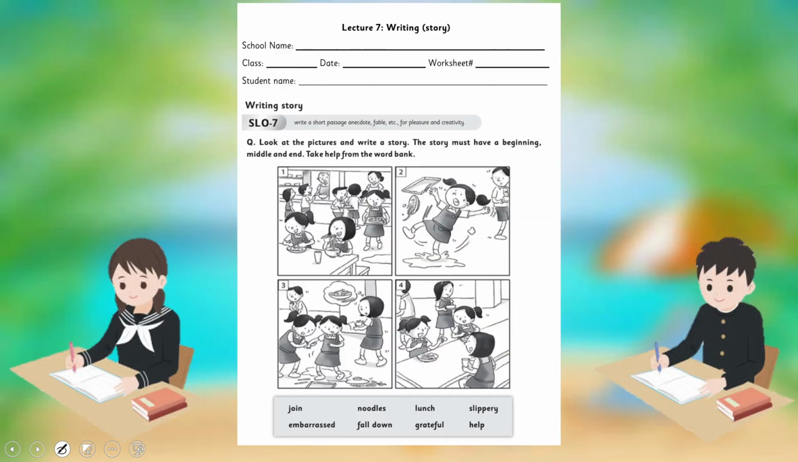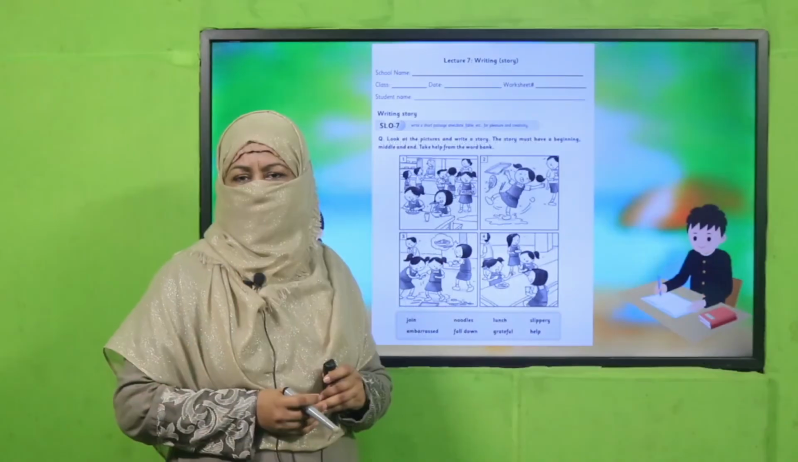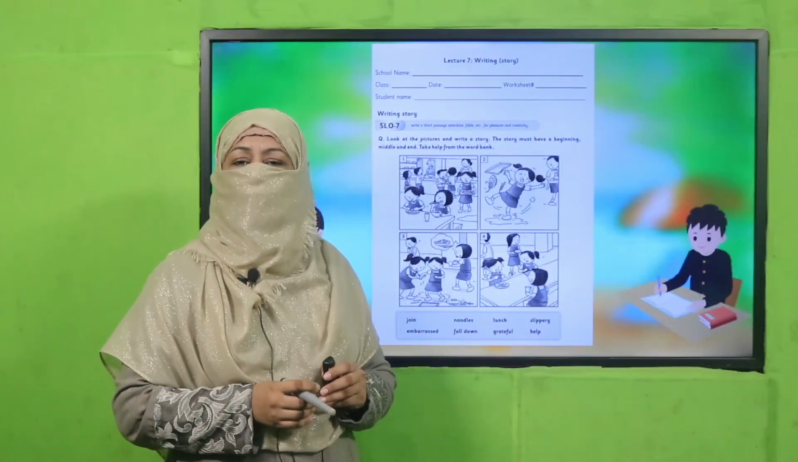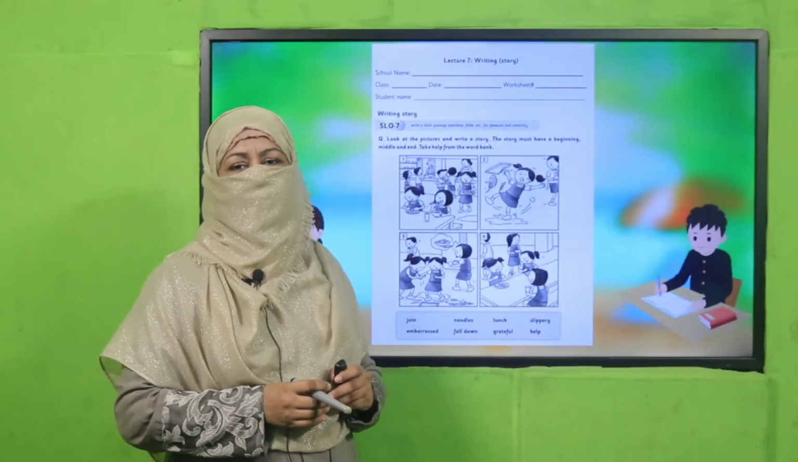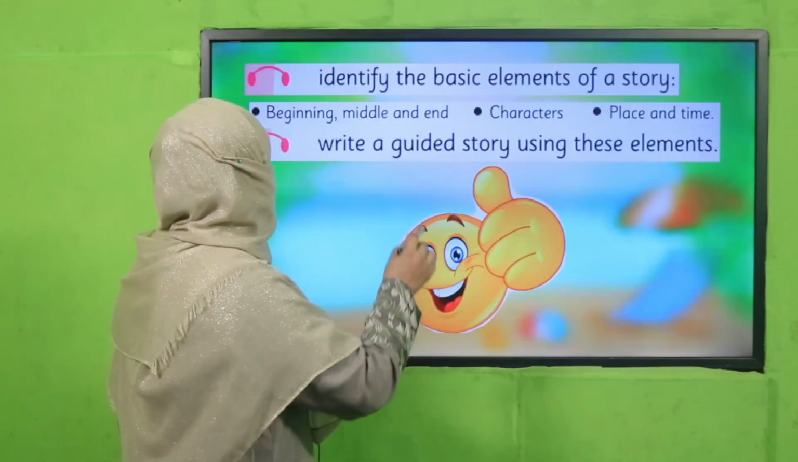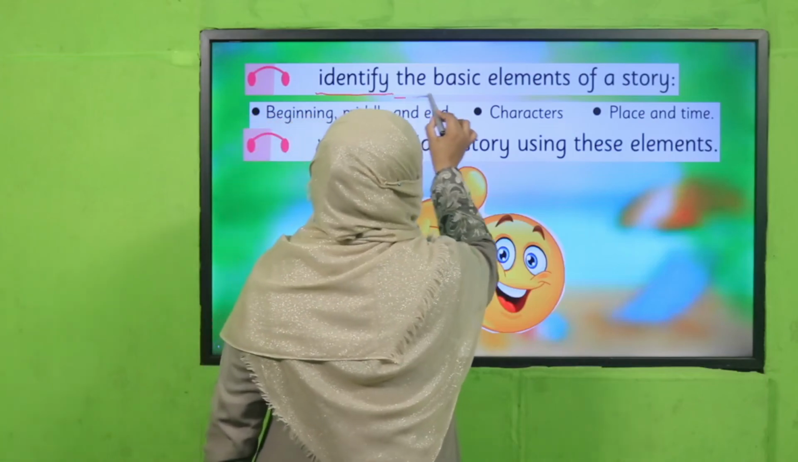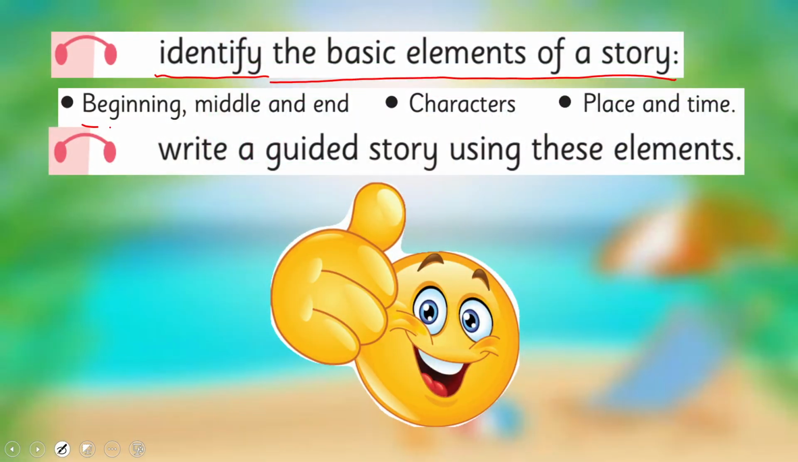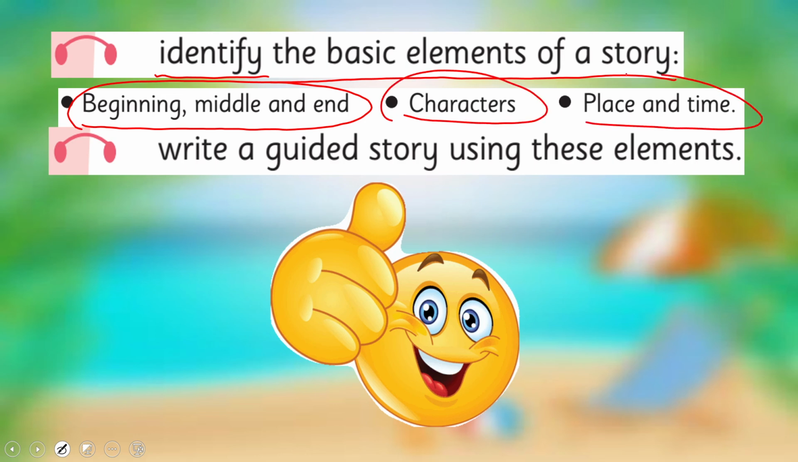Okay, and here is a worksheet. My dear fellow teachers, the worksheet, lesson plan, and PowerPoint presentation links are given. You may click, download them, and kindly provide a printed worksheet to students for practice. So what we have learned: we learned to identify the basic elements of a story, beginning, middle, and end, characters, place and time, and we learned to write a guided story using these elements.